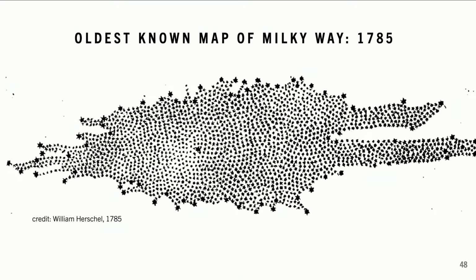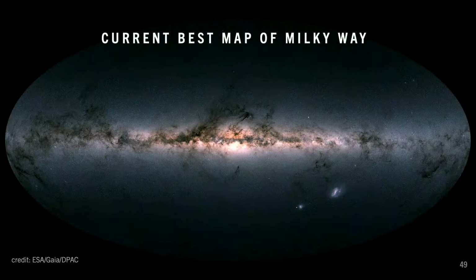Versus, as of 2020-ish, this is the current best map of the Milky Way. It's this beautiful data release from Gaia. And you can see just a ton of detail. So there's dust obscuring lots of portions, but you can see the Magellanic Clouds. You can see, so this is all the plane of the Milky Way. And there's a ton of detail in this image.